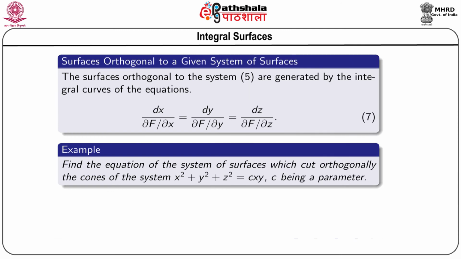Now, we shall illustrate the idea taking one simple example. So, let us take this example. We have to find the equation of the system of surfaces which cut orthogonally the system of cones x squared plus y squared plus z squared equals c x y, where c is a parameter.